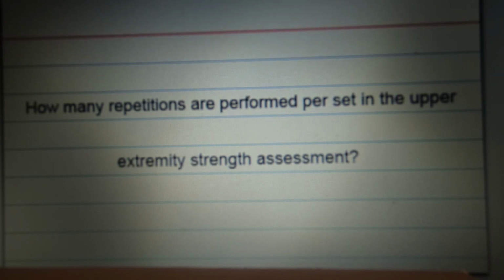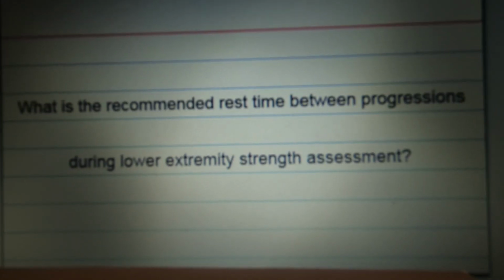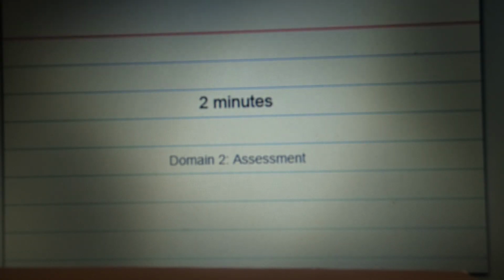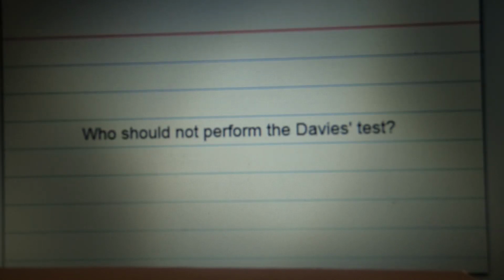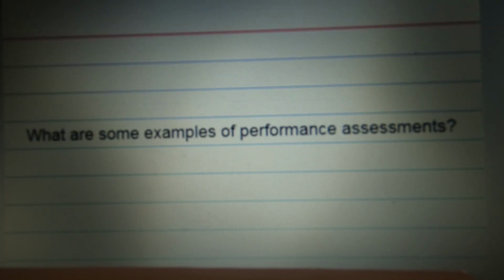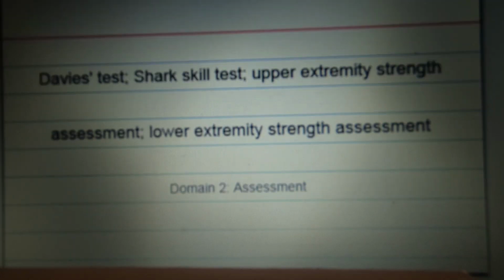How many repetitions are performed per set in the upper extremity strength assessment? 3 to 5. What is the recommended rest time between progressions during lower extremity strength assessment? 2 minutes. Who should not perform the Davies test? Individuals lacking shoulder stability. What are some examples of performance assessments? Davies test, shark skill test, upper extremity strength assessment, lower extremity strength assessment.